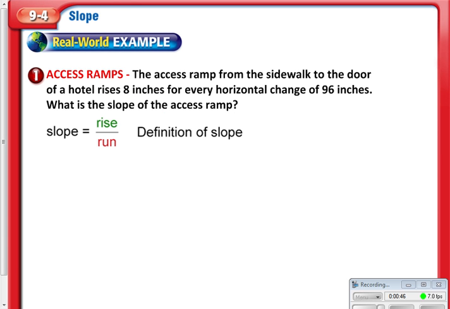First example here, sometimes it helps if you sketch a little diagram. It says access ramps. The access ramp from the sidewalk to the door of a hotel raises 8 inches for every horizontal change of 96 inches. What is the slope of the access ramp? So it says right here we have the rise of 8 inches. So here's that rise of 8 inches. The horizontal change is 96 inches. So here's that horizontal change, 96 inches.